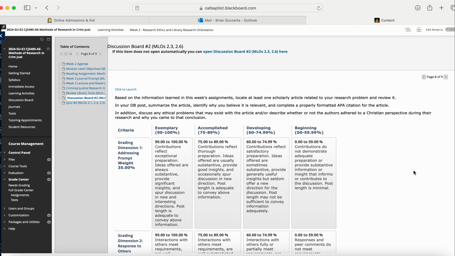When you are replying to your colleagues, I don't want to see, "I agree, good article, I like what you said about it." I want you to contribute to the academic discussion with some in-depth detail on why it's good, why you liked it, why it's relevant, what were some of the ethical issues that maybe were described, what were the Christian perspectives. So we need to be detailed and we need them to be academic.